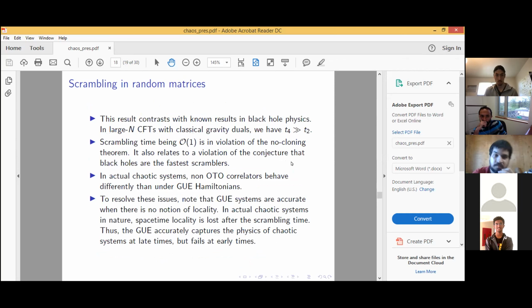So yeah, this result that the scrambling and thermalization times are of the same order, O(1), contrasts with many known results. So first of all, in large N CFTs with classical gravity duals, we have this result that the scrambling time is at a higher order of magnitude than the thermalization time. Also, the scrambling time being order 1 violates the conjecture that black holes are the fastest scramblers in nature, and it also violates the no cloning theorem of quantum mechanics.